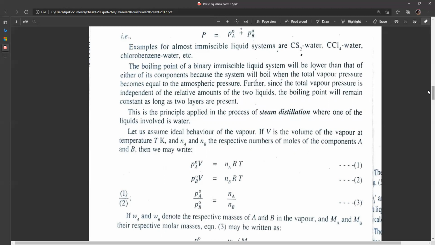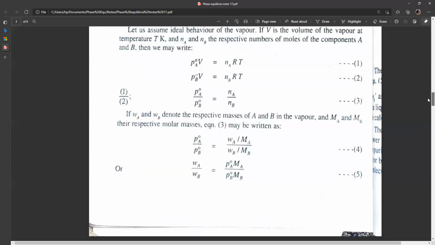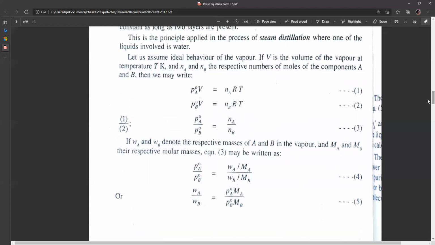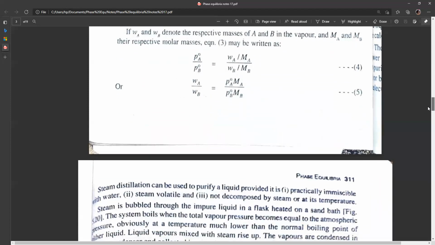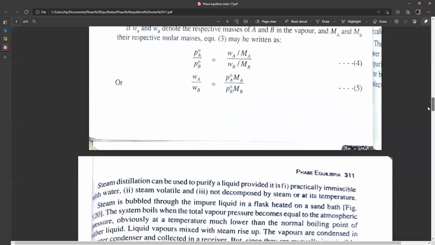If wA and wB denote the respective masses of A and B in the vapor, and MA and MB are the respective molar masses, then P0A by P0B is equal to (wA by MA) divided by (wB by MB). So wA by wB is equal to P0A MA by P0B MB. And this is the weight of A by the weight of B, equal to P0A MA divided by P0B MB.